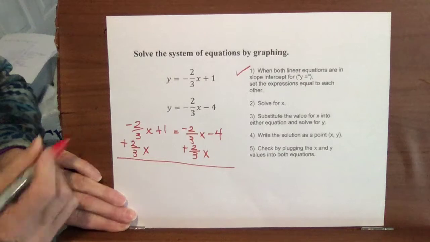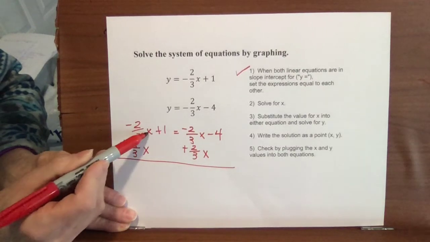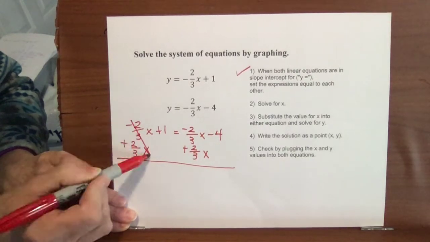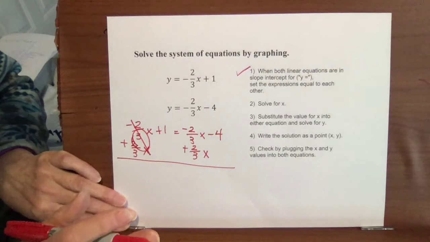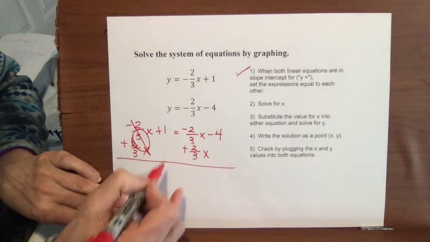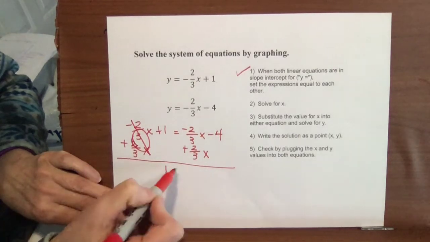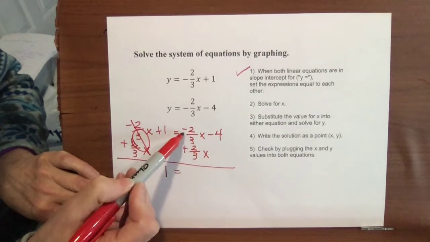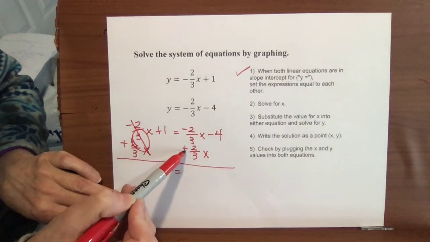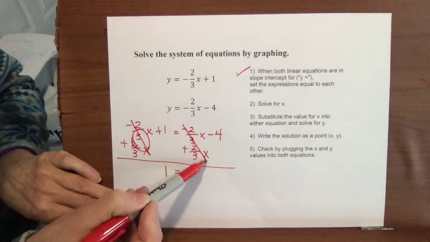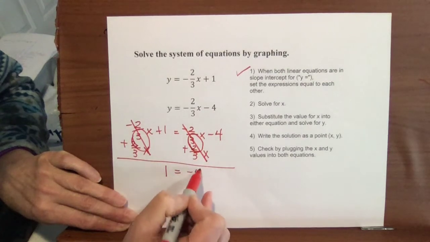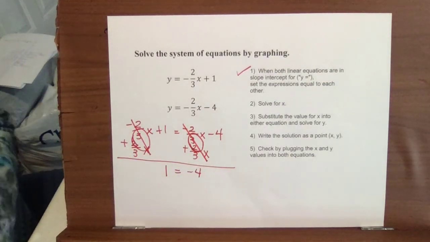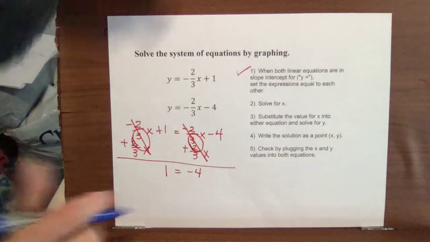So we do that on both sides, and what we wind up with is negative 2/3 x plus 2/3 x is 0. So we have no x value. All we can bring down on this side is the 1. Equals. Now on the right-hand side, we have negative 2/3 x plus 2/3 x. Well, that's 0 again, and all we have left on this side is negative 4. So what's happened here is we've lost our variable.